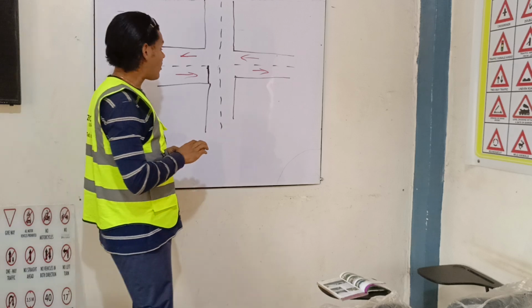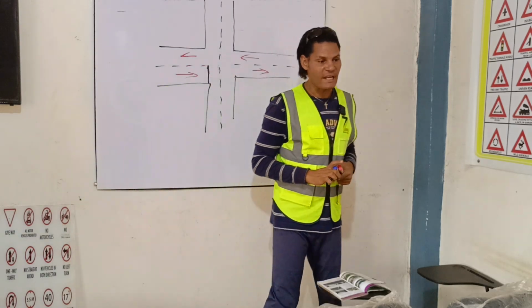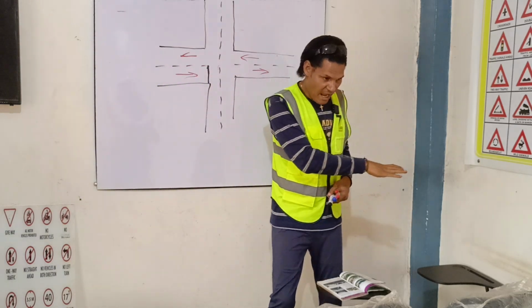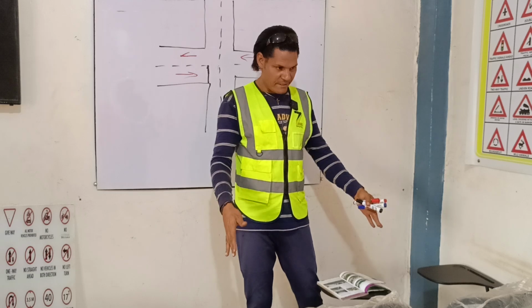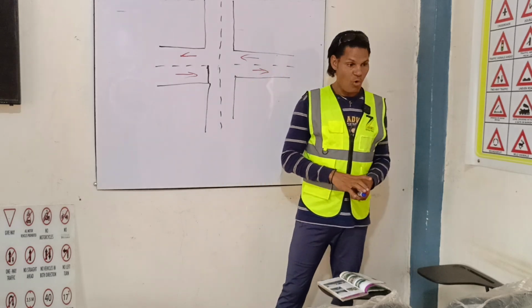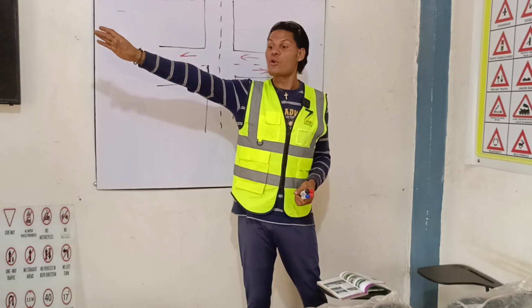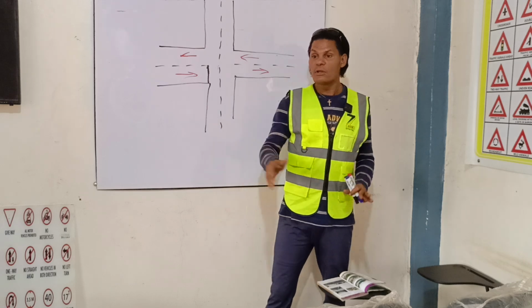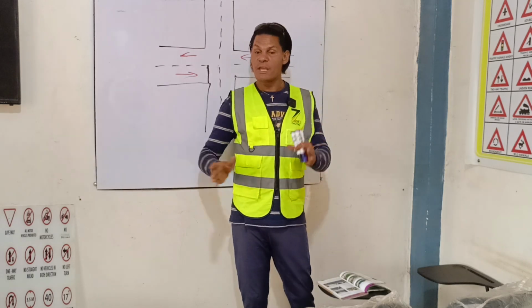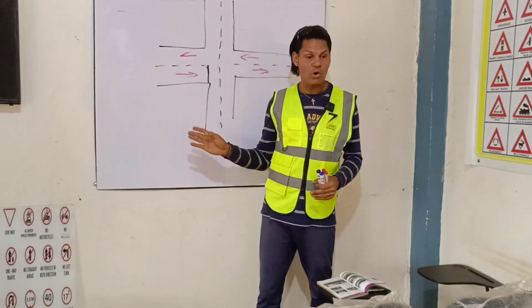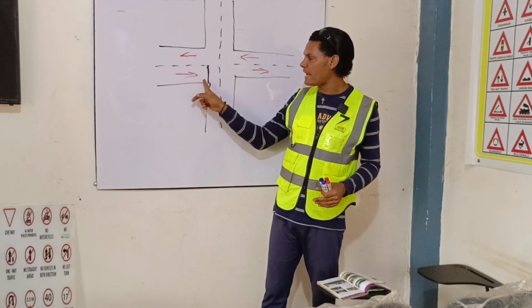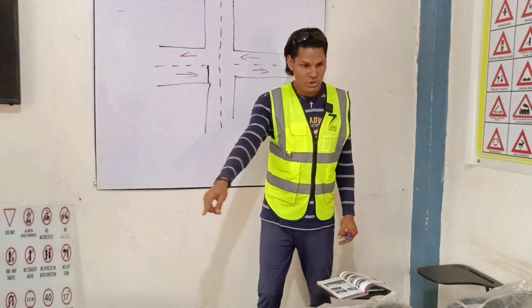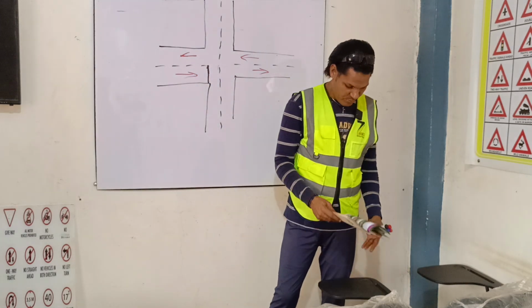They call it a stop line. A wide solid line across your lane, or across the whole road. If it's a one-way road, it will be across the whole road. But if it's a two-way road like the one we have drawn, you will see the white line directly across. That is what is called a stop line.